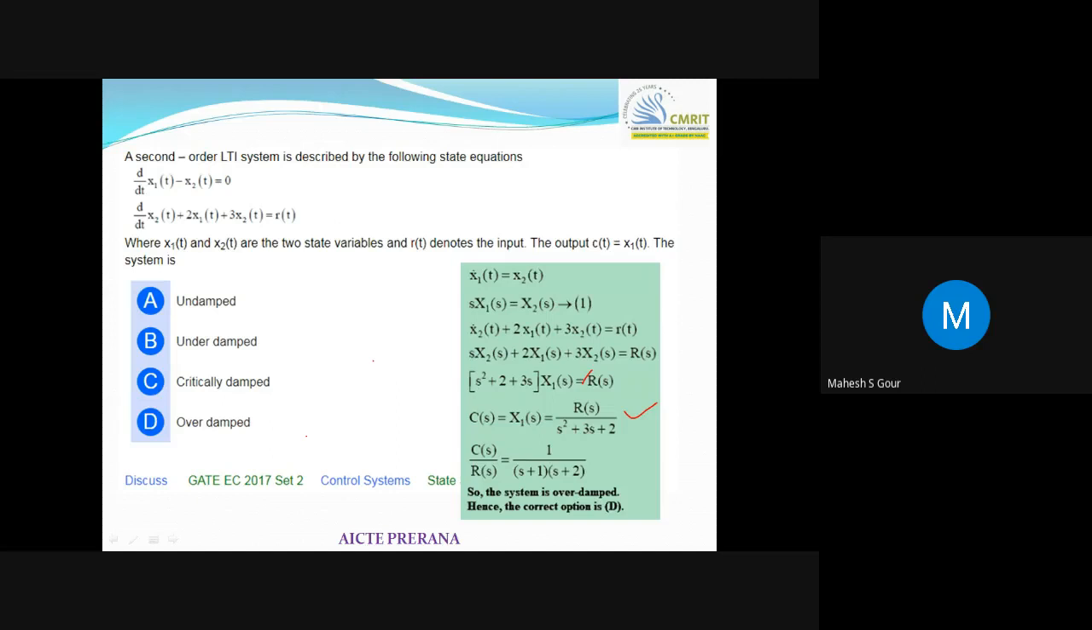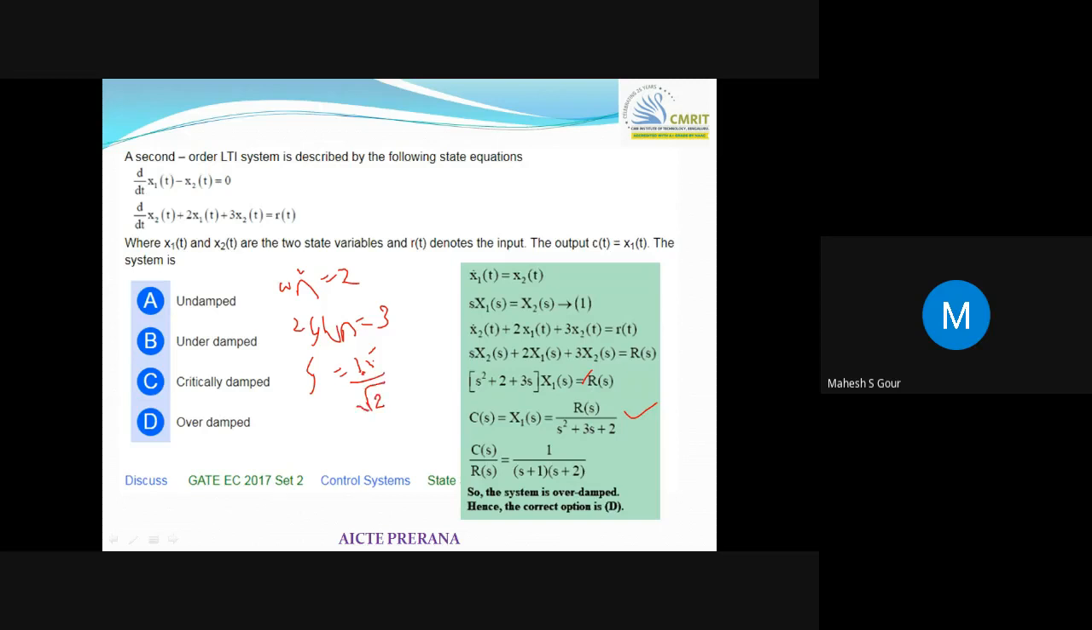Guys, is it clear, or shall I repeat? Got it? So what you got? S square plus 3s plus 2. Is it overdamped? Okay, I am telling that one. So omega n square is equal to 2. 2 zeta omega n is equal to 3. So zeta will be 1.5 divided by root 2, right?